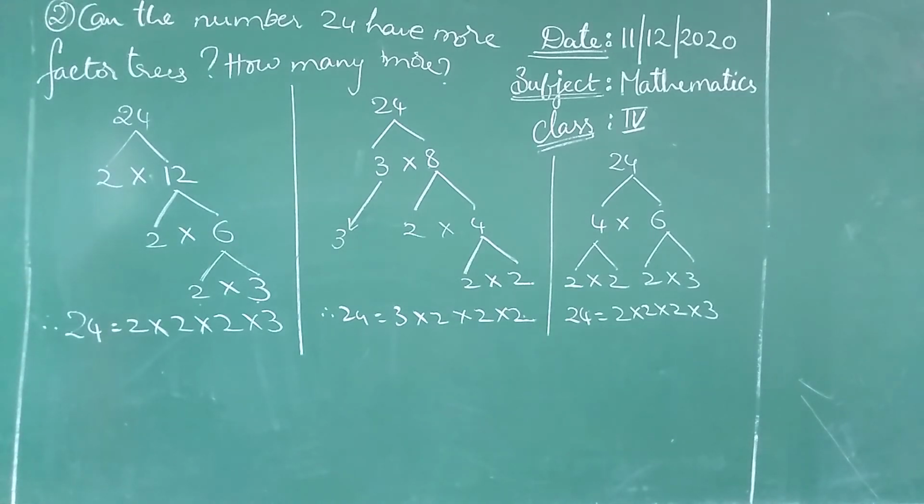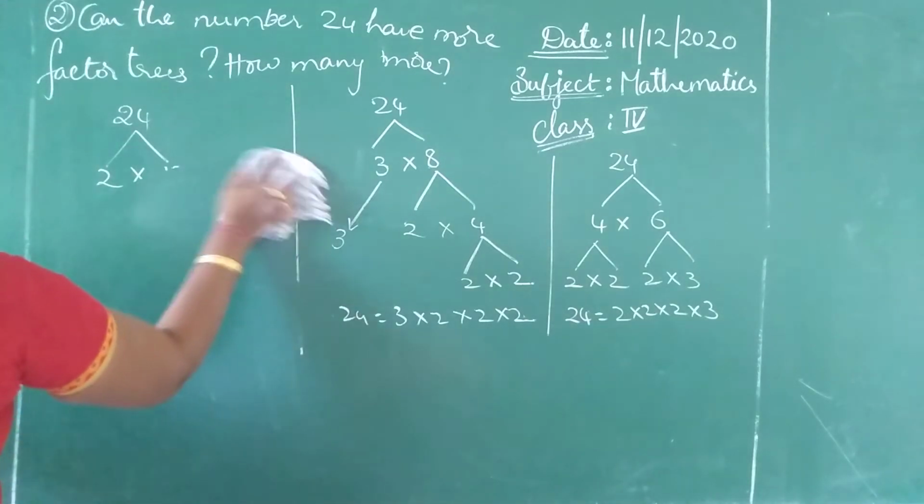Okay. See the next sum. How many more can we write? We can write 2 more. One factor tree for everyone, and 2 more we can write for 24. Next one, third question.